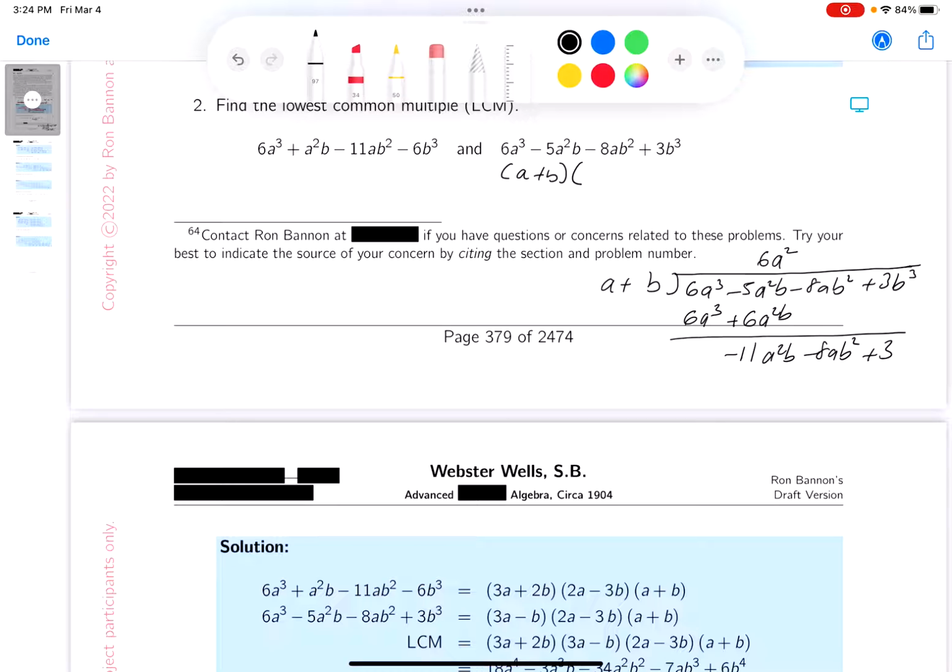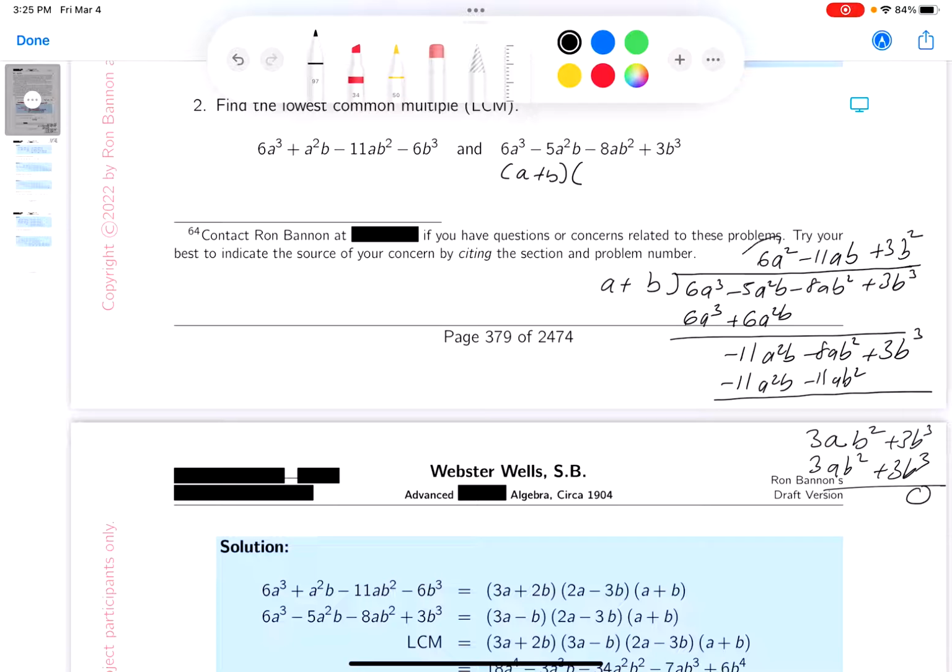Subtract. And again, this is guaranteed to work nicely. That is a remainder 0. Minus 11ab. That would give you minus 11a squared b. Let's see, minus 11ab squared. Subtract. What do you get? You would get 3ab squared plus 3b cubed. What do you get now? Plus 3b squared, which would give you 3ab squared plus 3b cubed. As advertised, remainder 0. So this is the remaining factor.